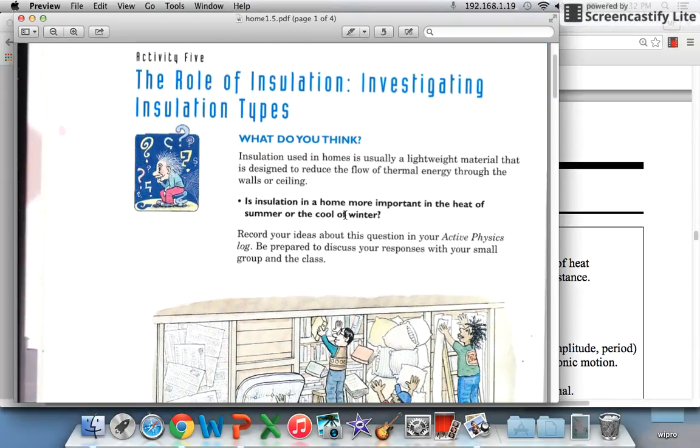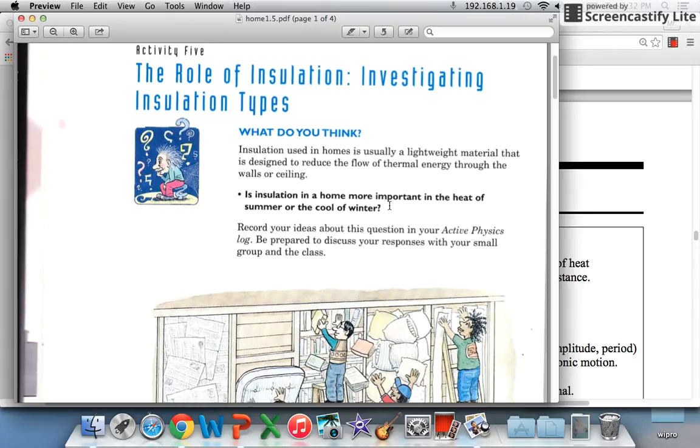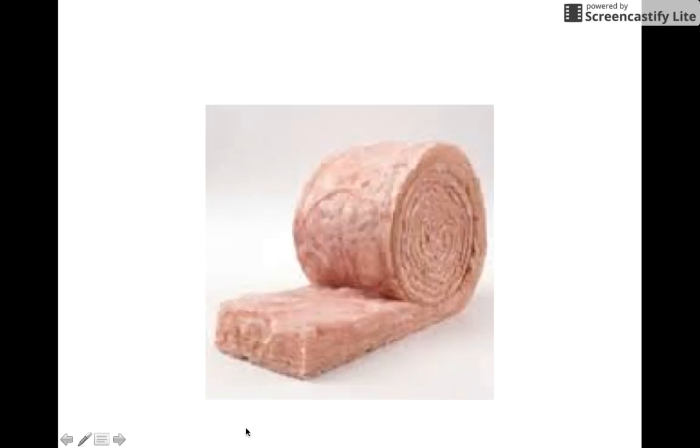Right here, the What Do You Think question: is the role of insulation more important in summer or the cool of winter? It's a good discussion point to get students' views on the purpose of insulation. I also like to show them a piece of insulation, because some students may not be familiar with what you're talking about. What is insulation? What is it used for? So I actually have a little piece I bring in. Of course, you could also just show a picture of insulation if you don't happen to have a piece lying around. Just be careful if you do bring in a piece, because it is an irritant to the skin. It can cause them to become itchy if they're handling it too much. So just be aware of that, but I like to show it to get that conversation started.